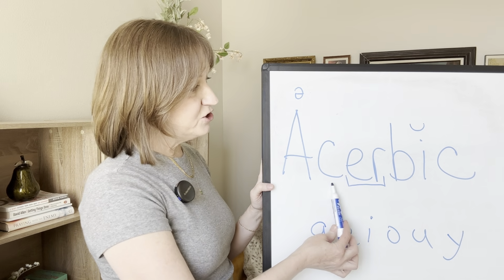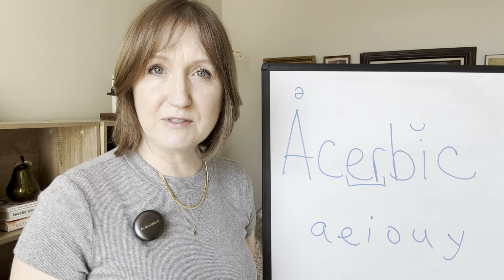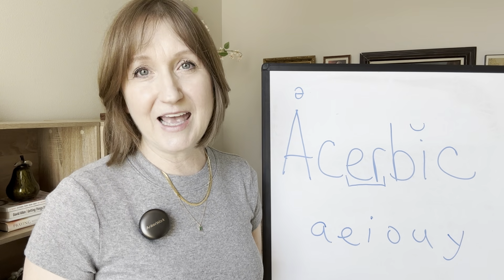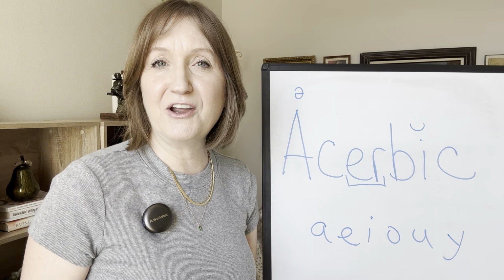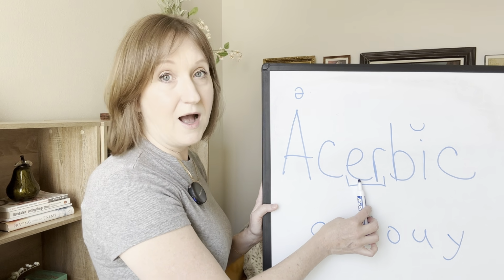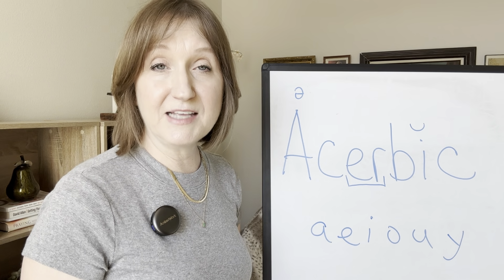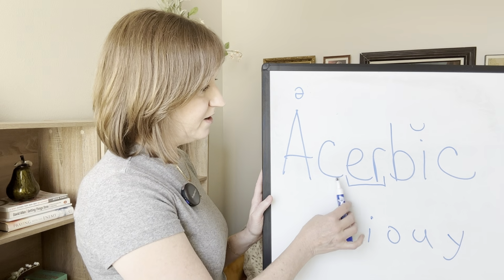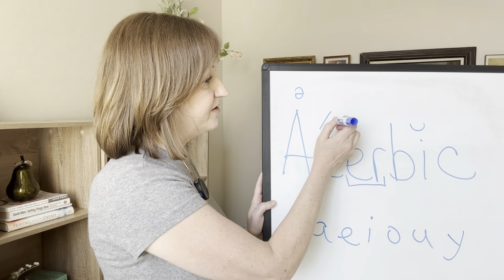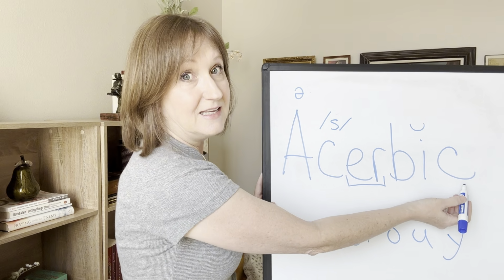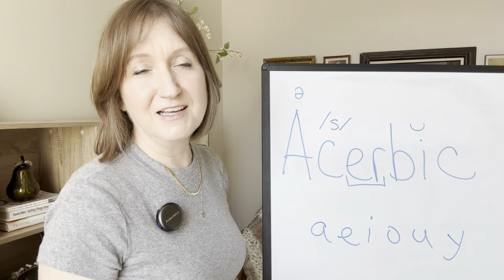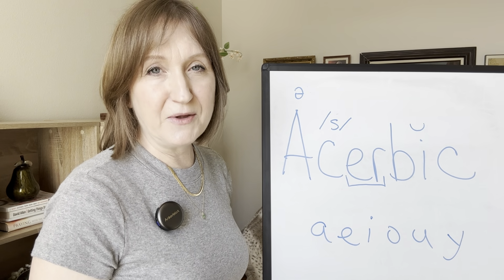Now let's take a look at these 2 C's. C can make 2 sounds: its hard sound, k, and its soft sound, s. But you don't have to guess which one it's going to say. You just have to look at the very next letter. If the very next letter is an E, I, or Y, then that C will make its soft sound, s, as in this one right here. So this C, because there's an E, I, or Y after it, is going to make its soft sound and say s. This C does not have an E, I, or Y right after it. There's nothing after it. So it's going to make its normal hard sound, k.